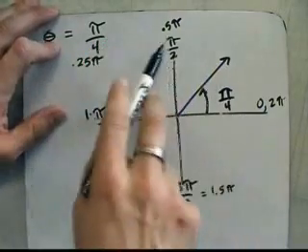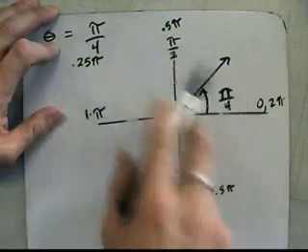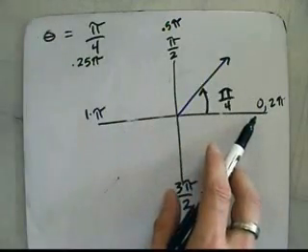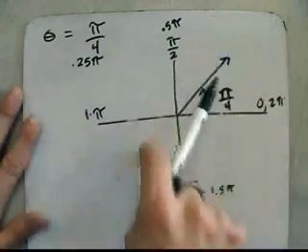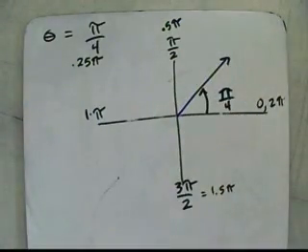Instead, I figure, well, it's 0.5 pi here, so I'm going to go in between 0 and 0.5 pi. 0.25, I'm going to go halfway. Now, the important part about this is hitting the right quadrant. That's the important part.